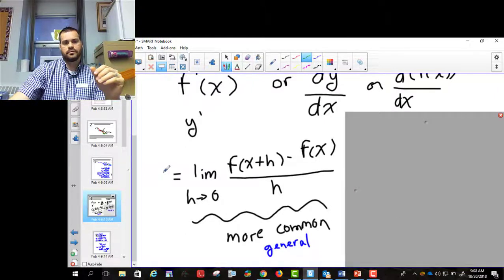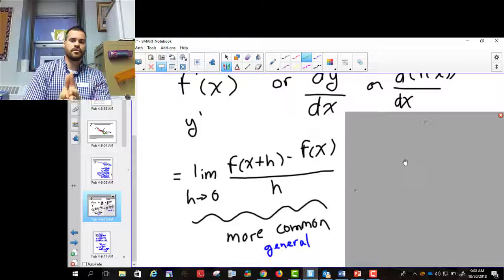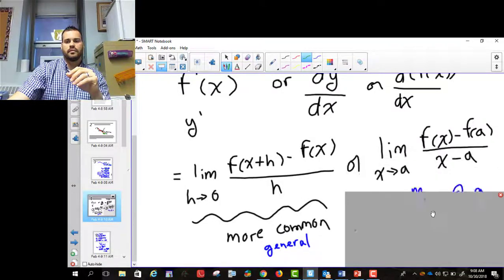That's it. Okay. The other option is if you're trying to find the derivative at a particular point, we can define it using this.